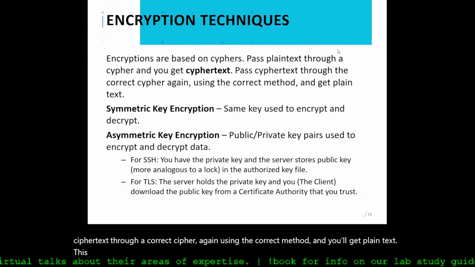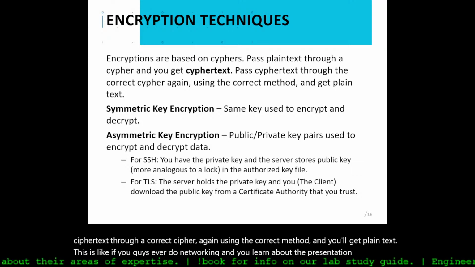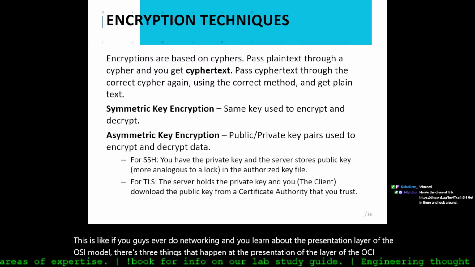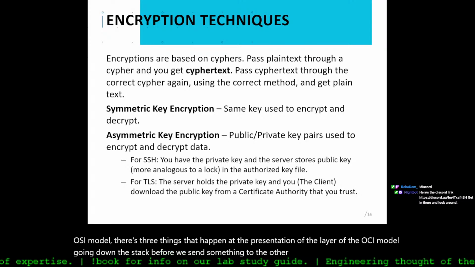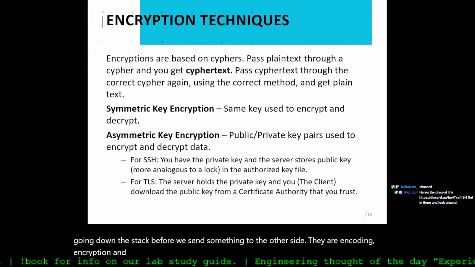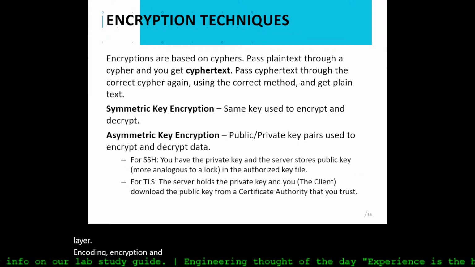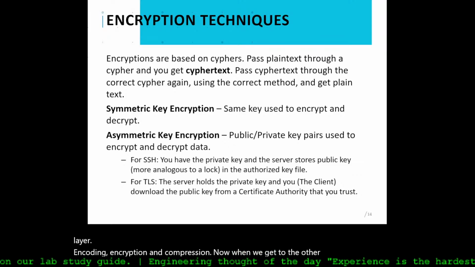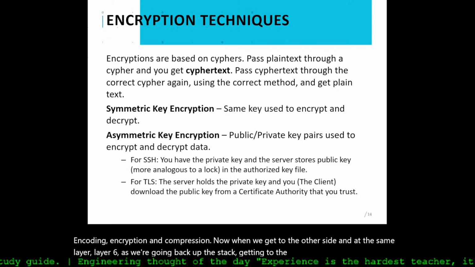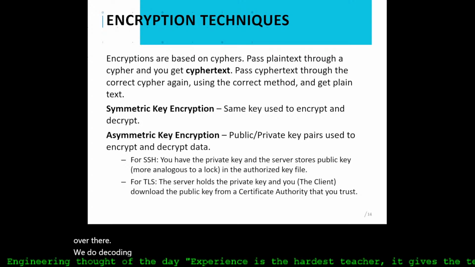This is like, if you ever do networking and learn about the presentation layer of the OSI model, there are three things that happen at the presentation layer going down the stack before we send something to the other side. They are encoding, encryption, and compression. Now, when we get to the other side, at the same layer, layer 6, going back up the stack toward the user, we do decoding, decompression, and decryption.